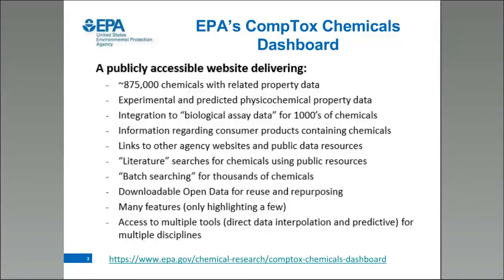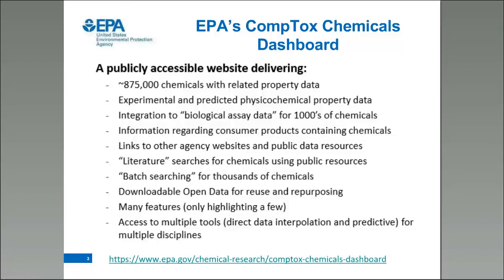So what is the CompTox Chemicals Dashboard? Hopefully everyone on here is a longtime user. Big fan. It is a publicly accessible website, and as Lisa mentioned, right now it has over 875,000 chemicals with related property data, as well as chemical and exposure data. This is updated regularly, and in the past year or so, since August of 2018, we've added 110,000 chemicals to this list. It includes both, as I mentioned, experimental and predicted data. It includes physicochemical property data, as well as toxicity and other data.